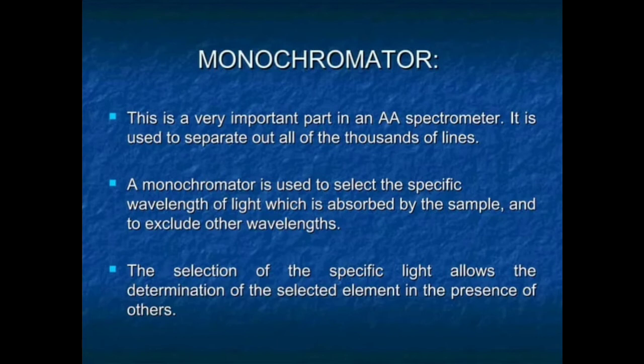Monochromator. This is a very important part in an AA spectrometer. It is used to separate out all of the thousands of lines. A monochromator is used to select the specific wavelength of light which is absorbed by the sample and to exclude other wavelengths. The selection of the specific light allows the determination of the selected element in the presence of others.